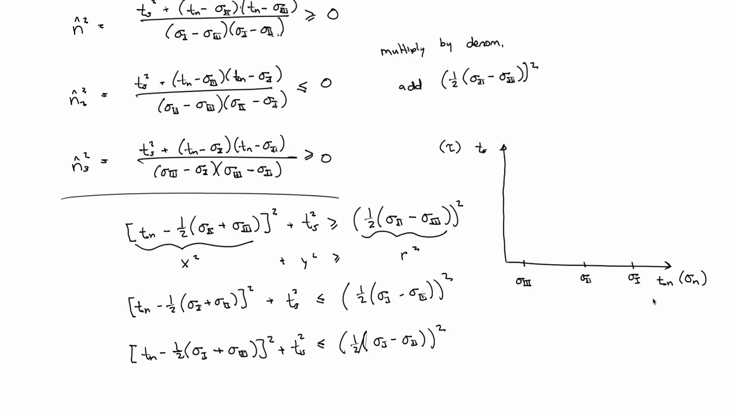Where the principal stresses are is only on the normal stress axis. There's no shear. So then I have these three intersects here that form the three circles. One, two, and three. And the state of stress will always be in this region due to those inequalities.